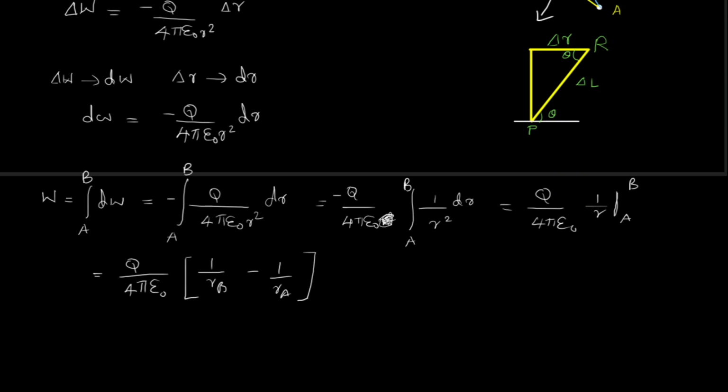So this is my work done, and this can also be written as the potential difference, as we discussed in the previous video: potential at B minus potential at A. So this is my equation.